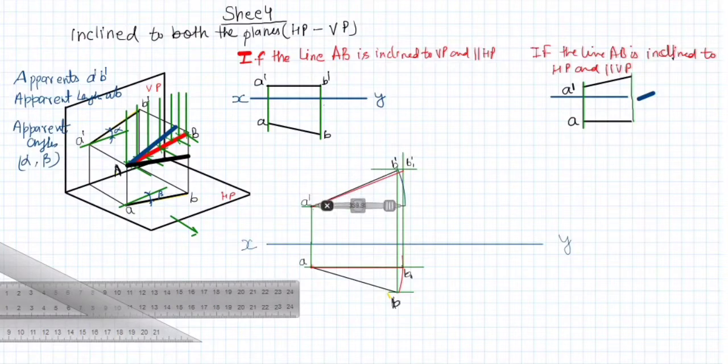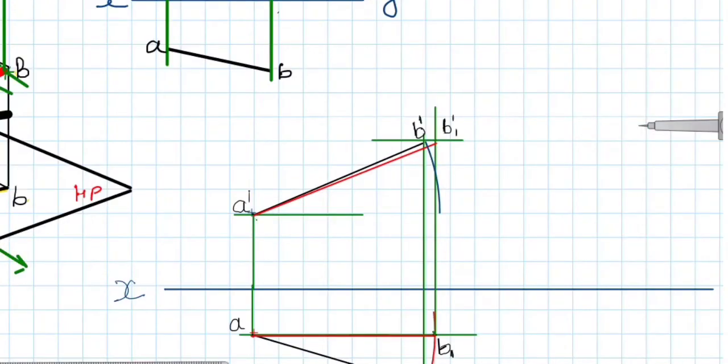Then we will make an arc like this. Let me zoom this area. We will make an arc like this. And then we will join it wherever it cuts the locus. So it is cutting the locus somewhere here. Let this point be the B2 dash.